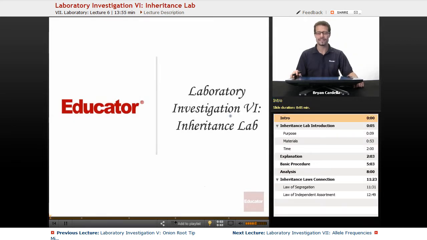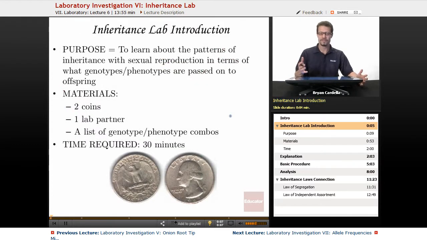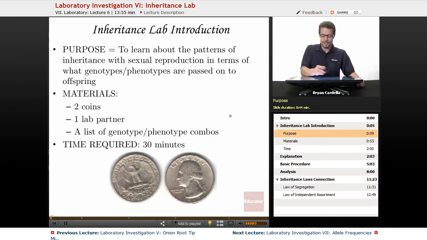This is Laboratory Investigation 6, Inheritance Lab. So the introduction, first purpose: to learn about the patterns of inheritance with sexual reproduction in terms of what genotypes and phenotypes are passed on to offspring.